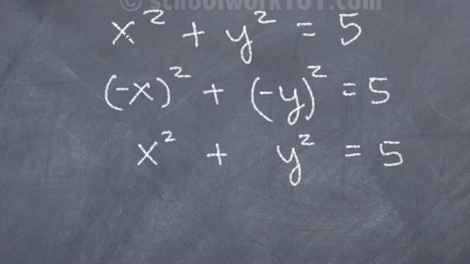And if you were just testing for symmetry about the y-axis, you would throw just a negative x in here, leave the y alone, and of course we would end up getting back the same equation, which means that it would be symmetric about the y-axis. And vice versa, if we threw a negative y in but left the x alone, it would be symmetric about the x-axis also. So there's all kinds of symmetry going on here in this circle.